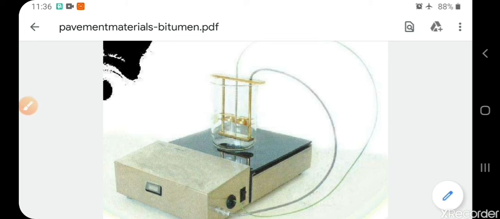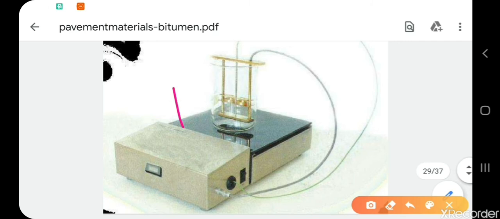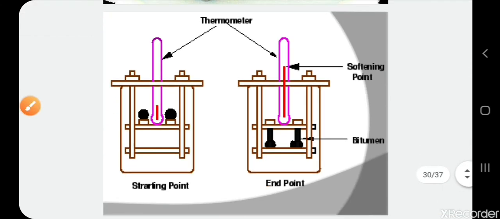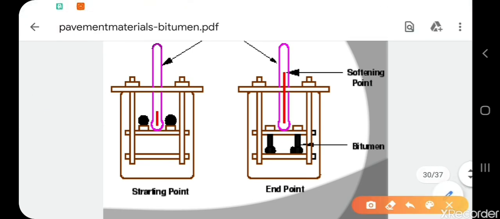The temperature of the water goes on increasing. As the temperature increases, the bitumen softens. At a particular point, the balls move in a downward direction and reach the bottom plate. That particular temperature is noted down. Here we can see it clearly.